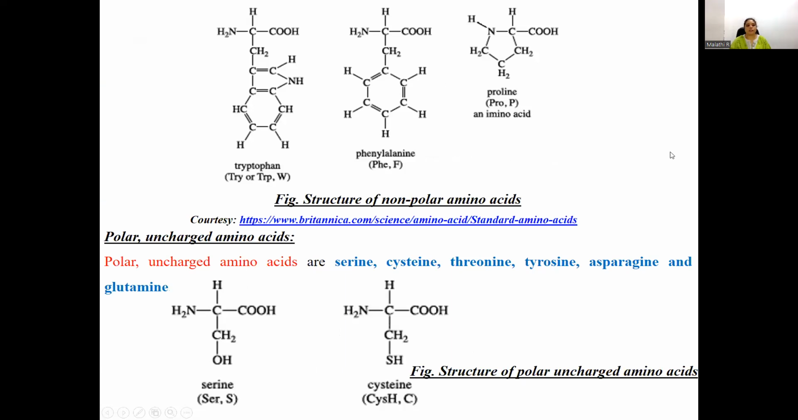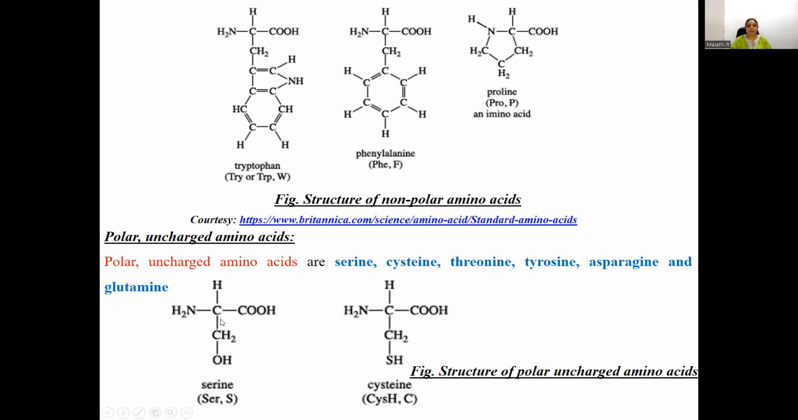Students, this session will continue with the further classification of amino acids. We'll start with polar uncharged amino acids. Polar means interacting with water molecules, and these are uncharged amino acids. The polar uncharged amino acids include serine, cysteine, threonine, tyrosine, asparagine, and glutamine. Once again, I'll repeat: serine, cysteine, threonine, tyrosine, asparagine, and glutamine.